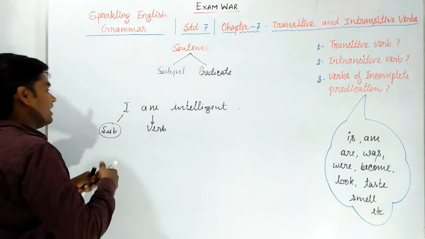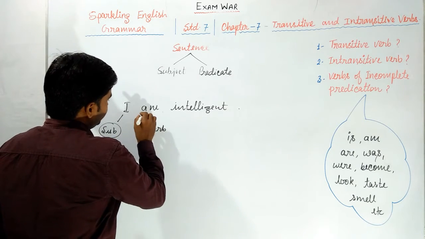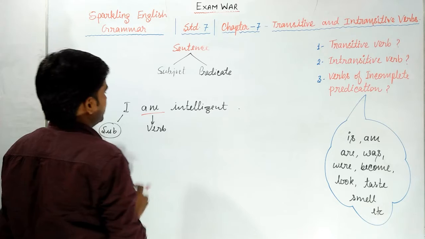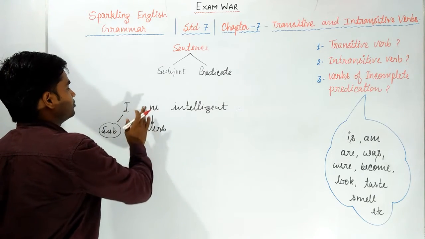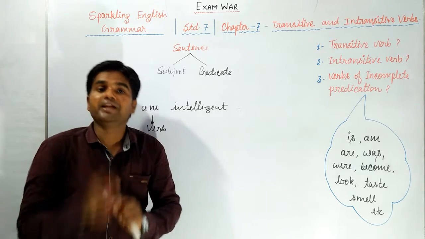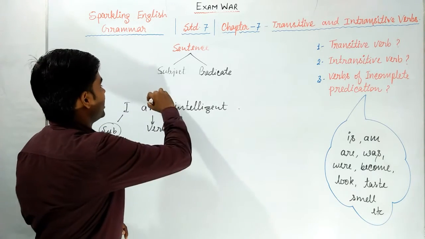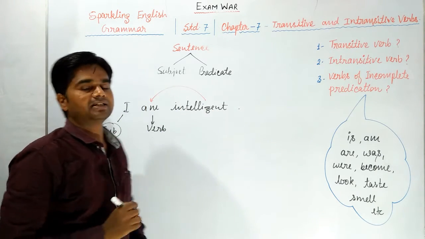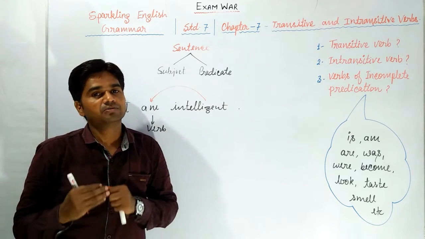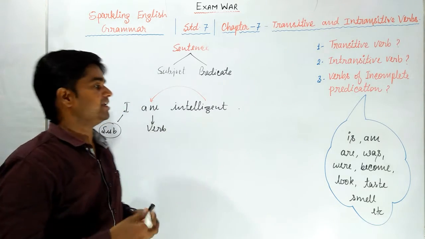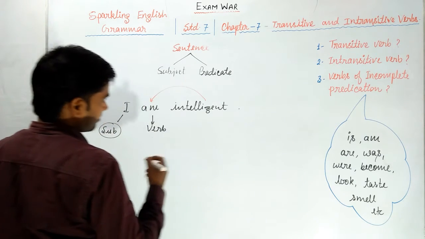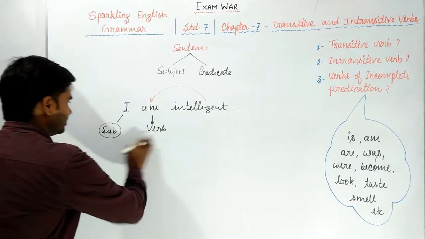So if I write I am, up to this point the sentence hasn't any meaning. And we wrote intelligent. Intelligent is the word which completes the sense of am. That's why these verbs are called the verbs of incomplete predications. Let's take one more example.